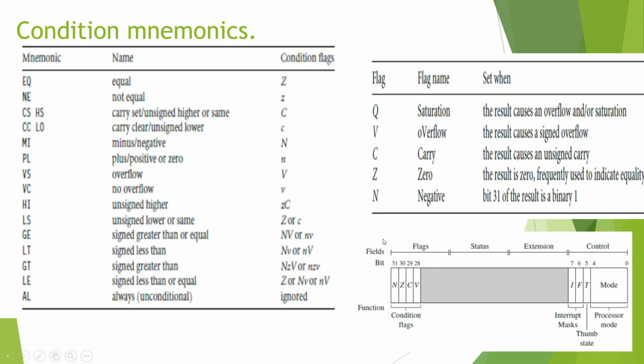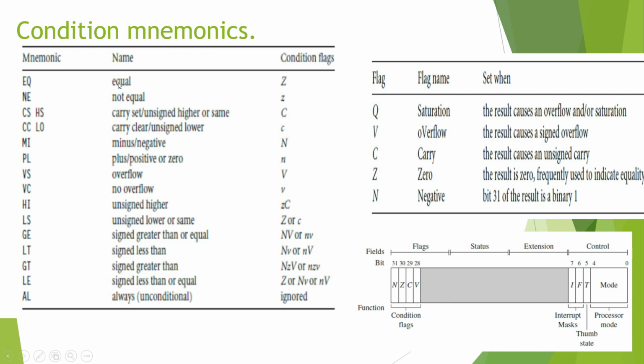The suffix S on the data processing instruction updates the flags in the conditional registers. The carry flag is set from the result of barrel shift as the last bit is shifted out. The N flag is set to bit 31 of the result. The Z flag is set if the value is 0.